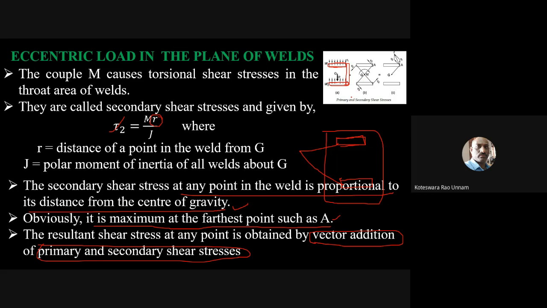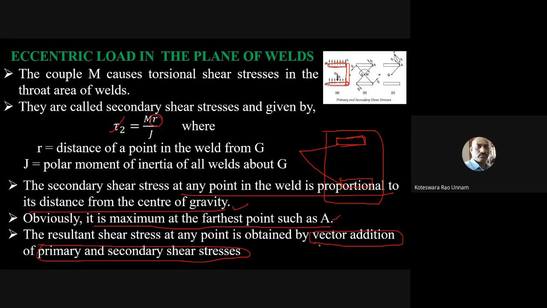So one way of doing it is, vector addition is nothing but vector mechanics. That means if you know how to join the vectors, you can go for either an analytical or a graphical solution. If you go for the graphical solution, first you need to draw the two vectors corresponding to the primary and secondary shear stresses. Then you apply your parallelogram law to add those two vectors. That is one way of doing it.